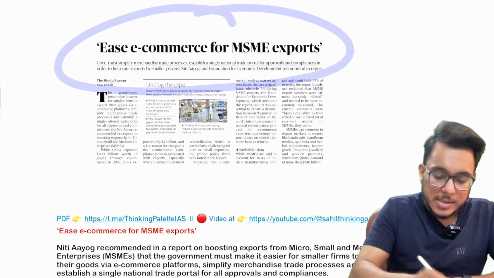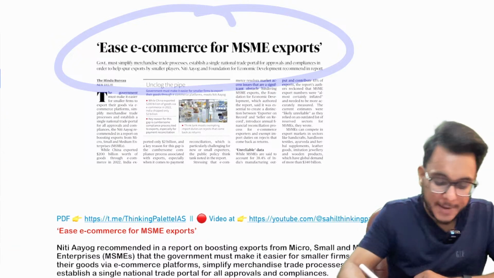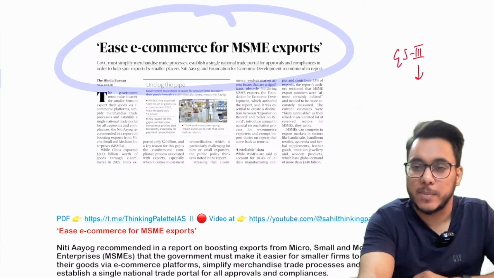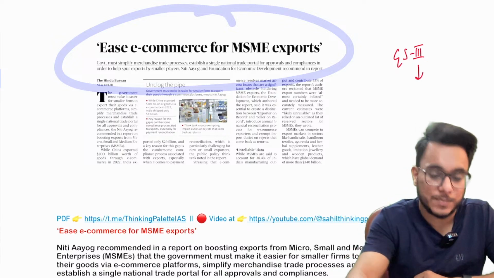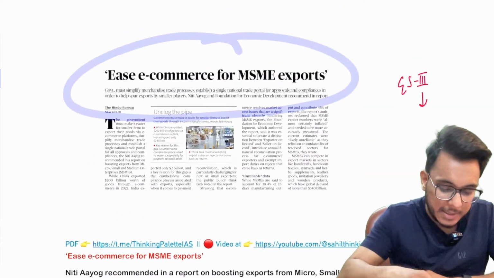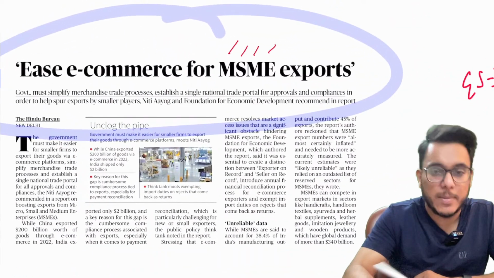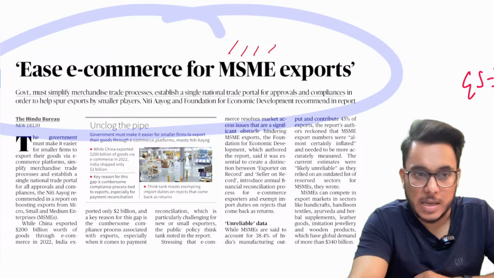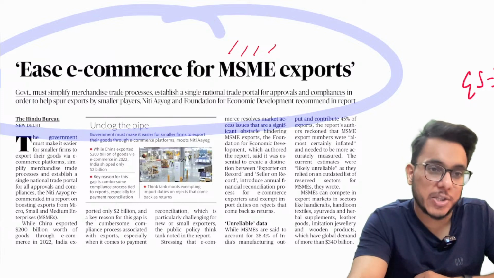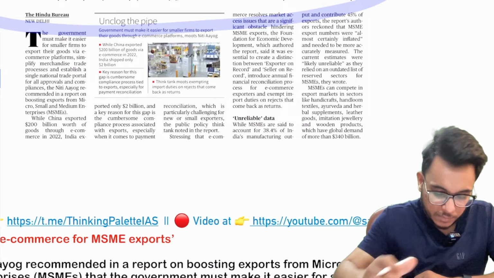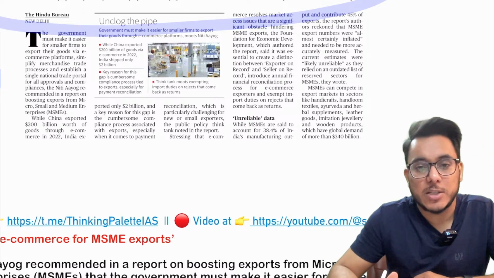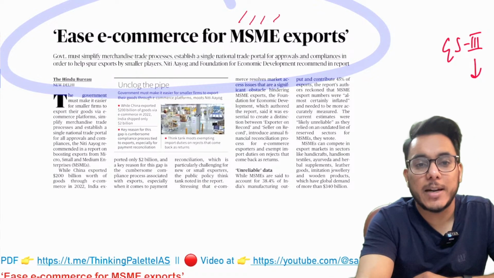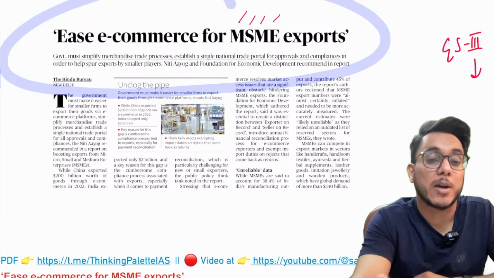Is e-commerce for MSME exports? We'll see this article for GS paper number 3, issues related to the MSME sector. First of all, guys, when we talk about MSME sectors, that is micro, small and medium enterprises, they are the backbone of the Indian economy. Around 40% of India's manufacturing output is produced by the MSME sector. But many times, because of government compliances, they are not able to perform economically.